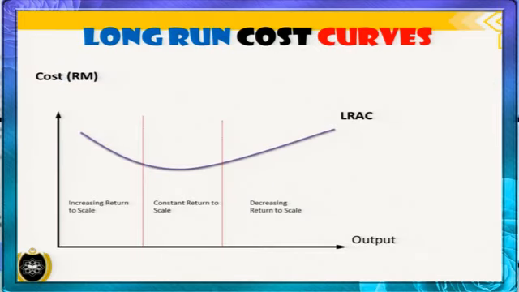The LRAC curve is U-shaped due to the law of returns to scale, which states that as the firm expands its size or scale of production, its long run average cost, which is LRAC, will decrease at first and increase at the later stage. This can be explained below.